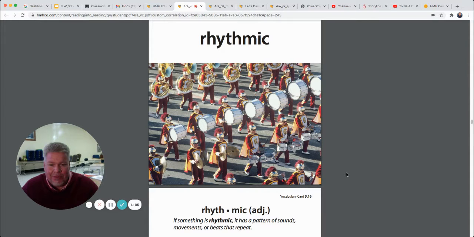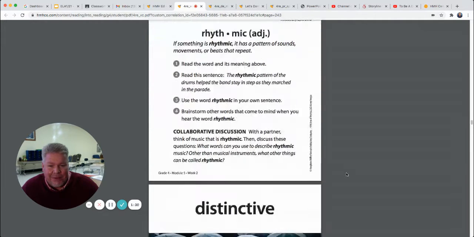So that's good. And that story, To Be a Drum, reminded me of our vocabulary word, rhythmic, because a drum is very rhythmic, isn't it? If something is rhythmic, it has a pattern of sounds, movements, or beats that repeat. It's rhythmic, just like a drum, like you see the drums here, all kinds of different drums in this picture there for the word rhythmic.